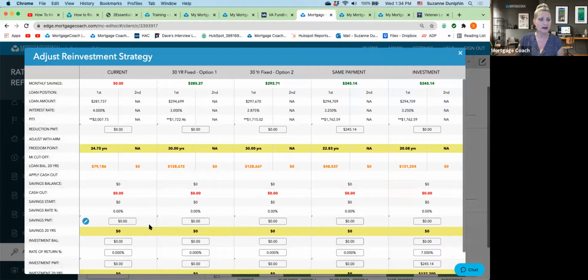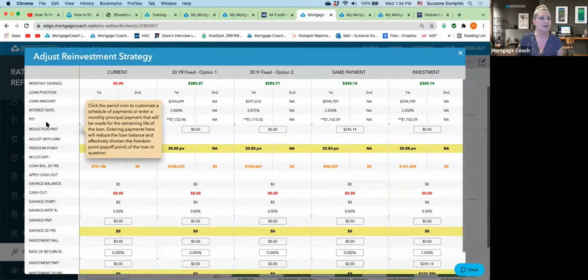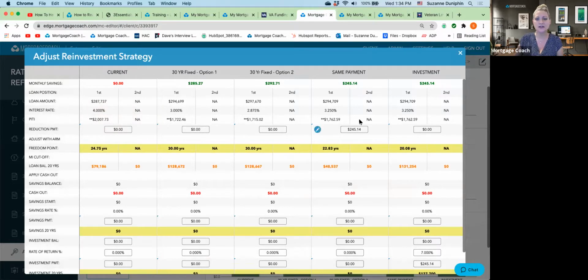The screen is super scary, but I want to make it less scary for you all. I want you to focus on the same payment option, where we're taking our monthly savings, that $240, and applying it to principal reduction. So you're manually entering the savings into the principal reduction. That is what is taking the freedom point down to 22, almost 23 years. It's as simple as that.